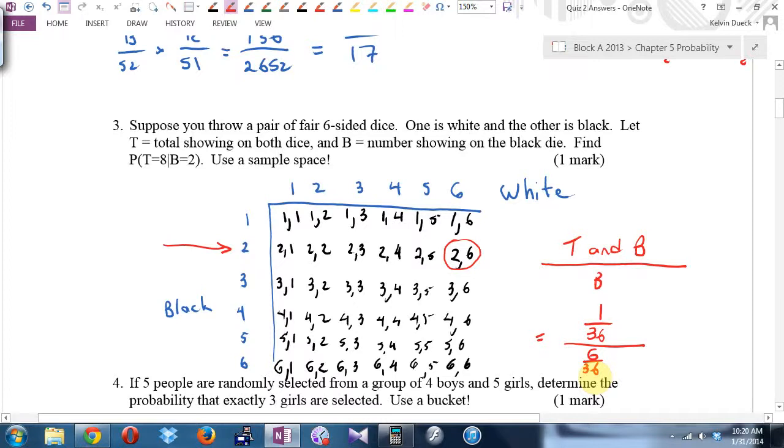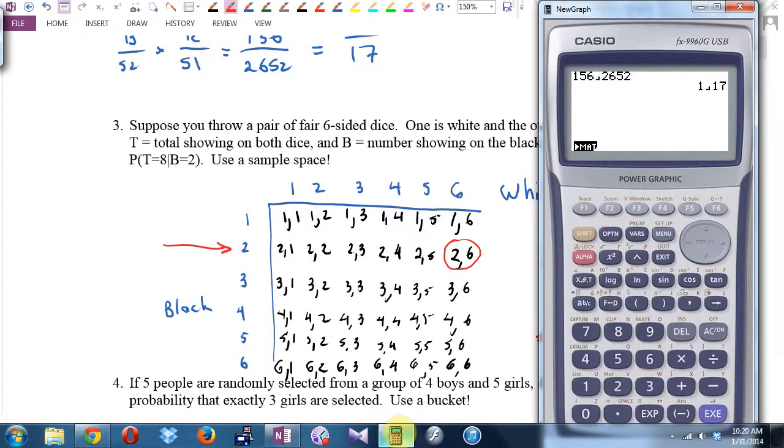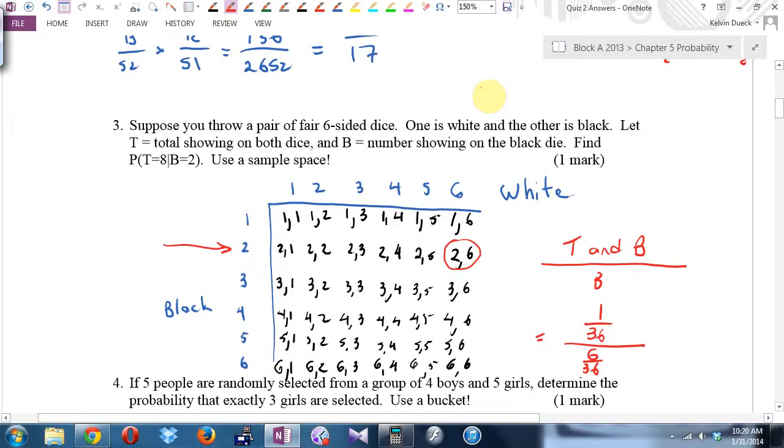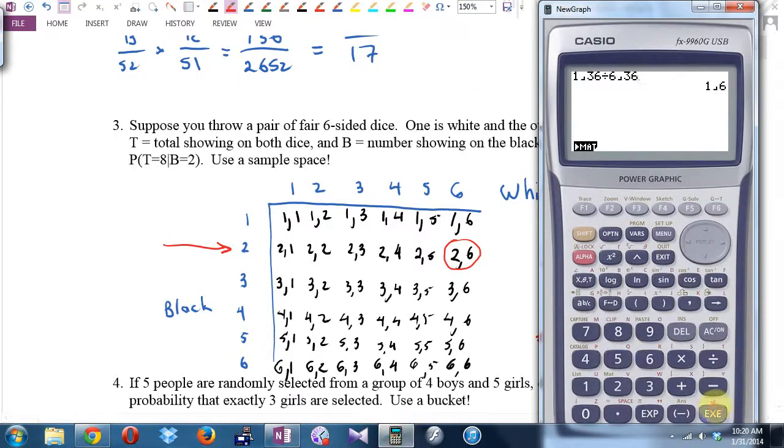Now, when I type that into my calculator, I go 1 fraction 36 divided by 6 fraction 36. You can use your calculator, or you can say, how do I divide by a fraction? I flip it and multiply. I think no matter what, you get 1/6.